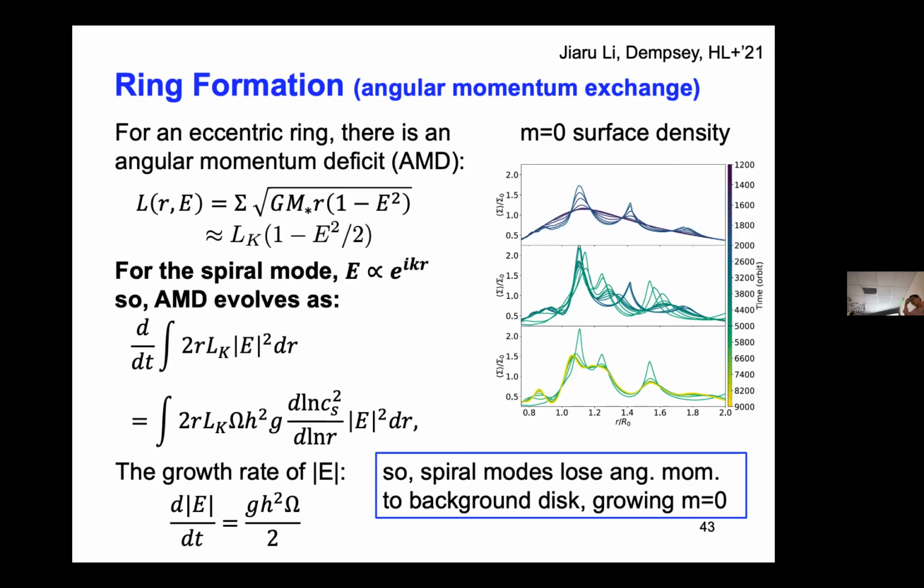So does it conveniently work out that more of the angular momentum goes to larger radii?